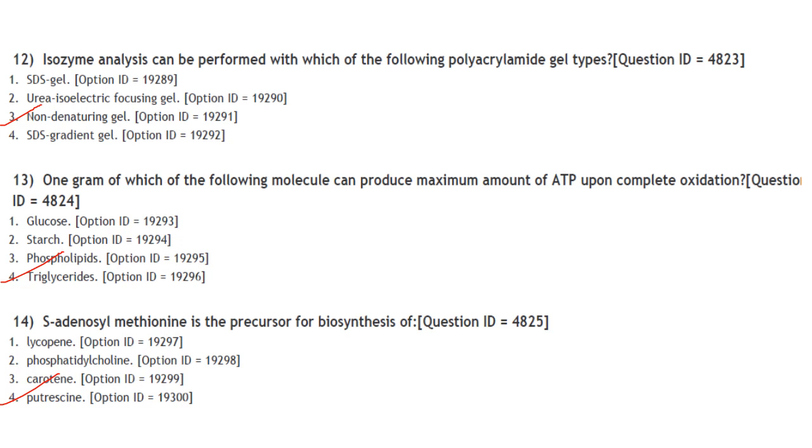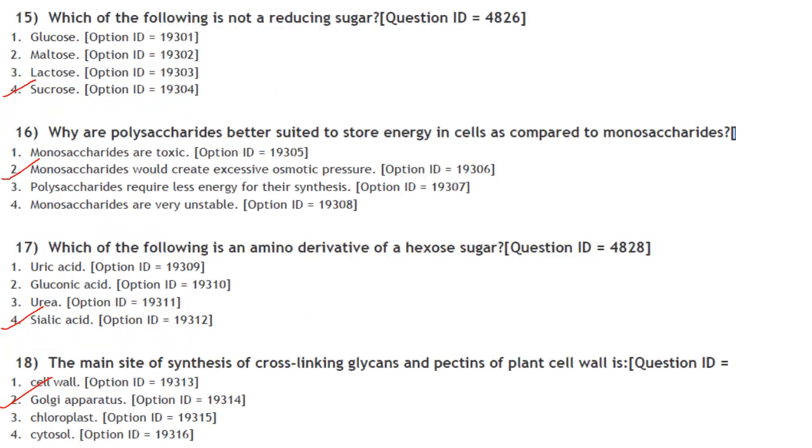Then 1 gram of which of the following molecules can produce maximum amount of ATP upon complete oxidation? Naturally it is triglycerides. Answer is option 4. S-adenosyl methionine is the precursor for the biosynthesis of putrescine. Putrescine is a polyamine. Answer is option 4. Then which of the following is not a reducing sugar? Sucrose is not a reducing sugar.